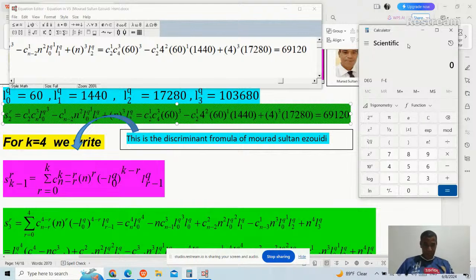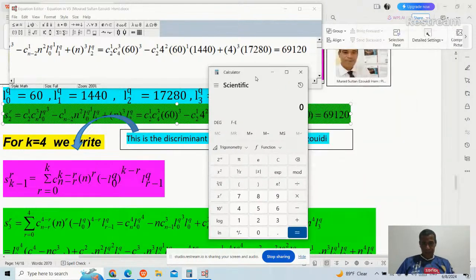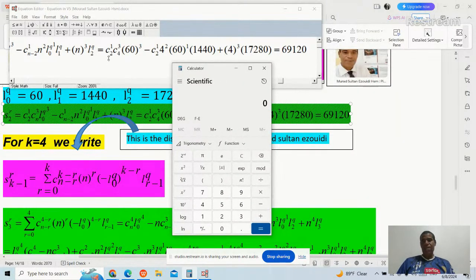I will repeat my calculation. We told that this is 2 times 4 is 8, times 60 raised to the power 3, minus 2 times 16 is 32, times 32 times 60, 1440.